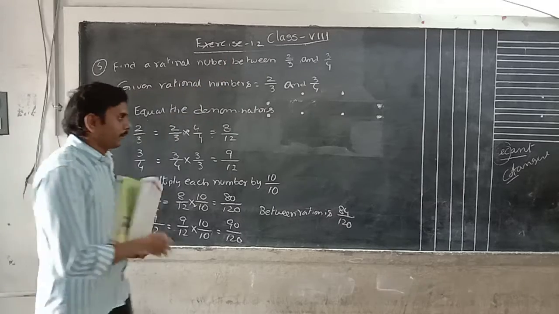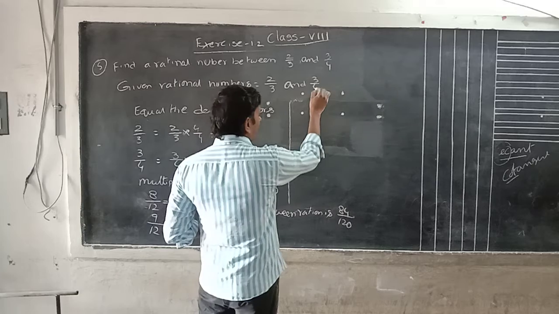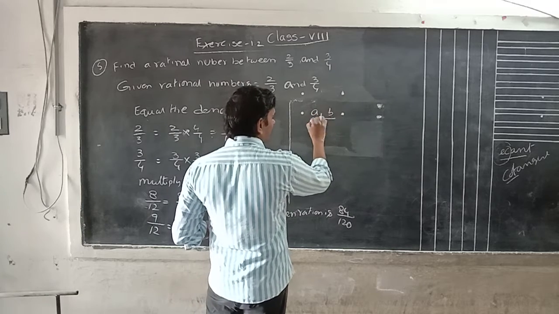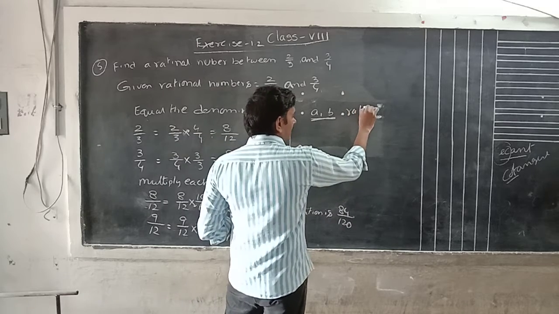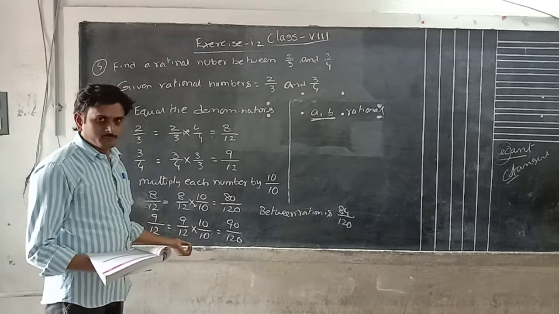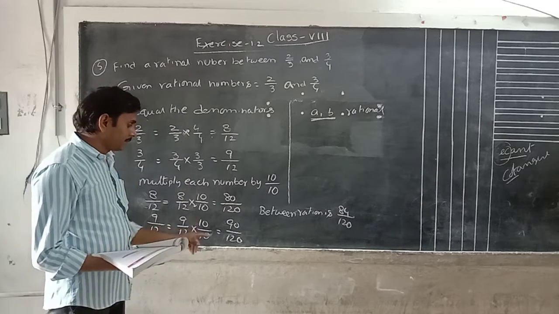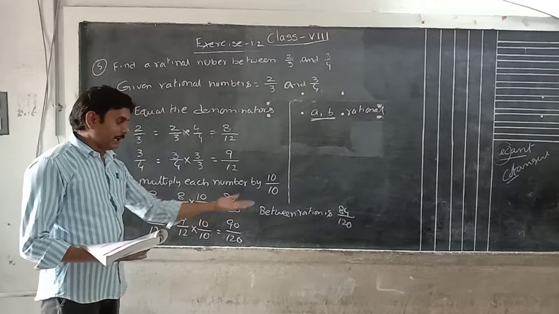Otherwise, they may ask you to find a rational number between them, for example in a question like this, we can take a formula. A, B are two rational numbers. By using this method, we can do it very nicely. Middle means between 80 and 90, the middle is 85. 85 by 120.